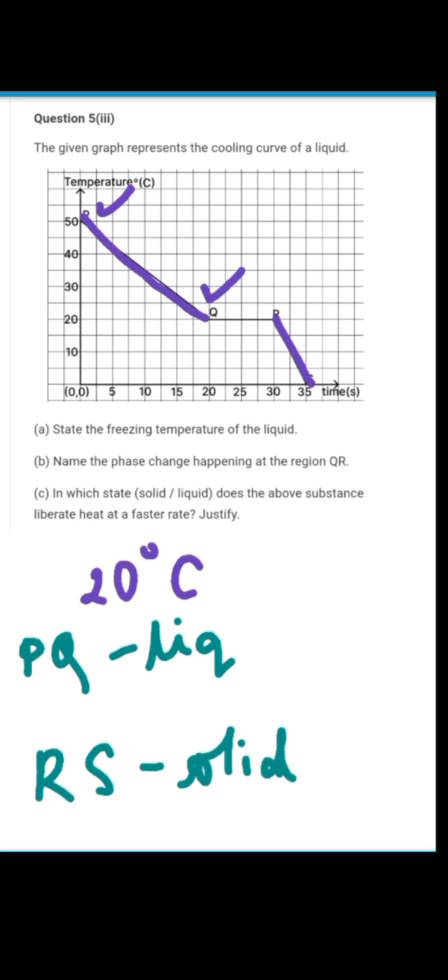As you can see in the diagram, the time required during the liquid phase for changing the temperature is 20 seconds. But in the solid state, it is only 5 seconds. So obviously, in the solid state, it will release heat at a faster rate. So this is the answer. Again, a very direct and a very simple question. Hopefully, you have understood.